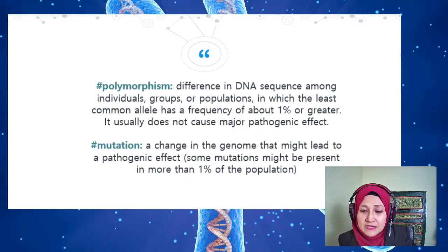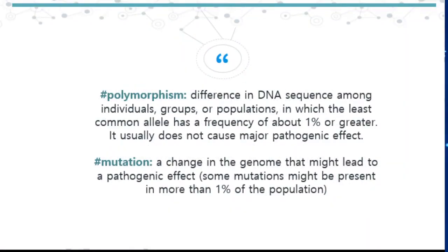So the allele frequency of this different DNA sequence should be 1% or greater to be called a polymorphism or variation. Otherwise, if it's less than 1%, it will be called a mutation. So for example, in 100 students in this class, 3 of you have alleles of brown eyes. So 3% of this class has this polymorphism causing a phenotype of brown eyes.